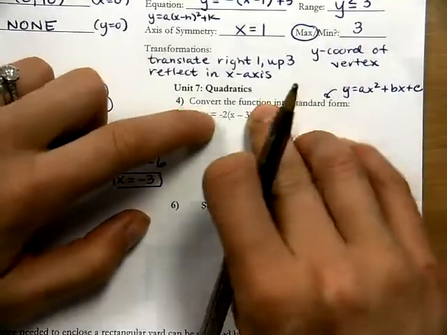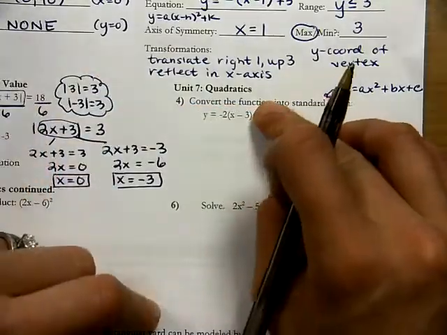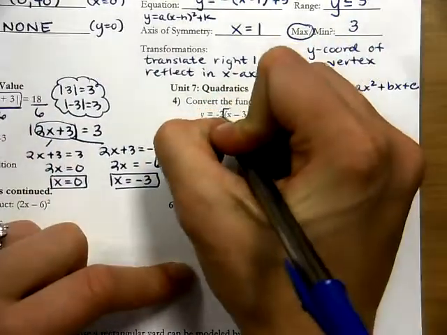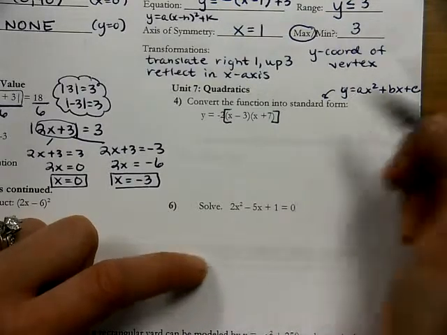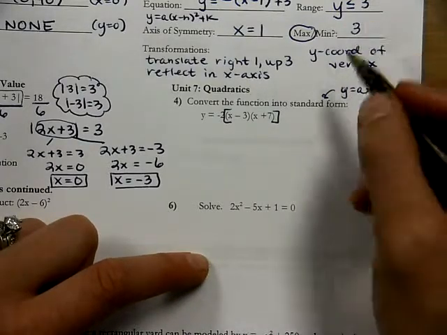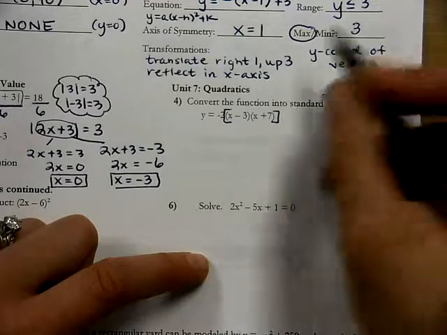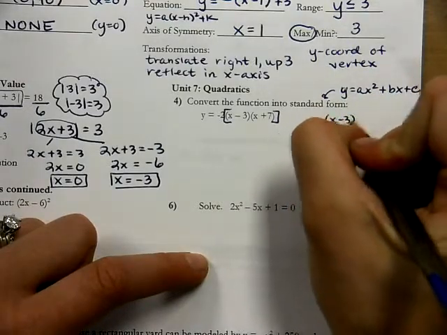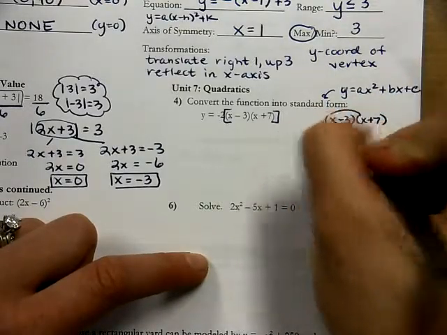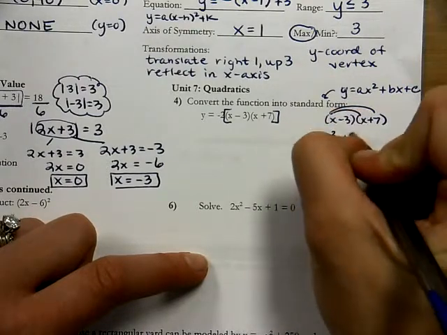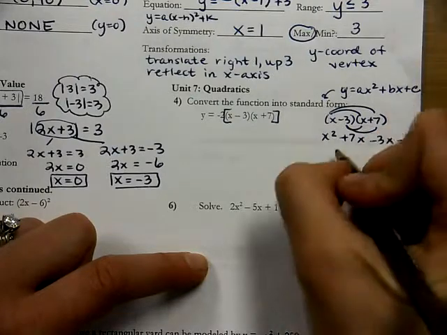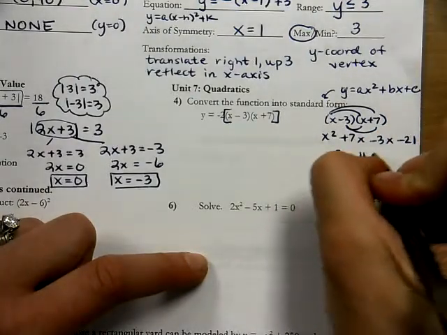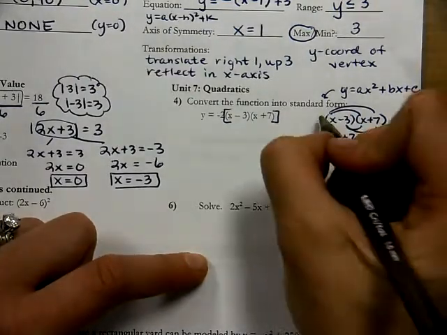Last time, we distributed the negative 2 to the first set of parentheses first. I'm going to do this a different way this time. I'm going to first multiply the 2 binomials and then distribute the negative 2 at the end. If I want to multiply those two, I could use the distributive property or FOIL, or I could use the area model. If I use the distributive property, x minus 3 times x plus 7 would equal x squared plus 7x minus 3x minus 21, or x squared plus 4x minus 21.